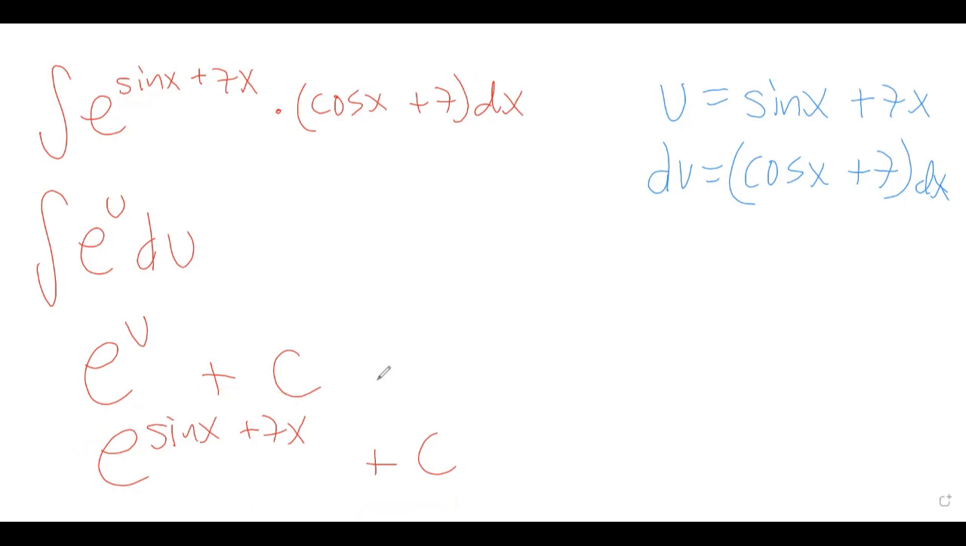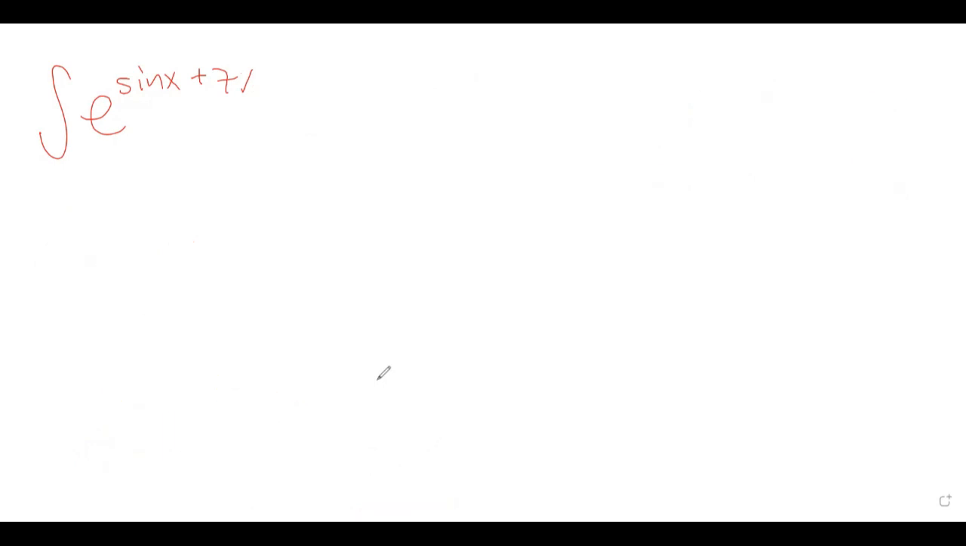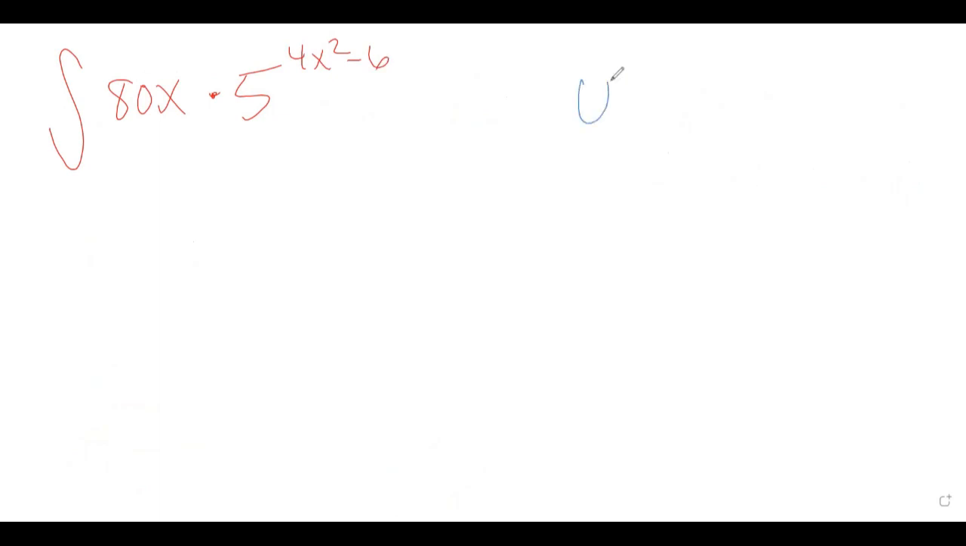All right, let's try a couple more here. What about something with exponentials? So let's go integral, let's go 80x, and then let's go times 5 to the power of 4x squared minus 6. So here, deciding on u, well, I do notice that this is x squared, and I do notice that this is x to the first. So I am going to attempt to let u be the thing that has the x squared, the whole component, 4x squared minus 6.